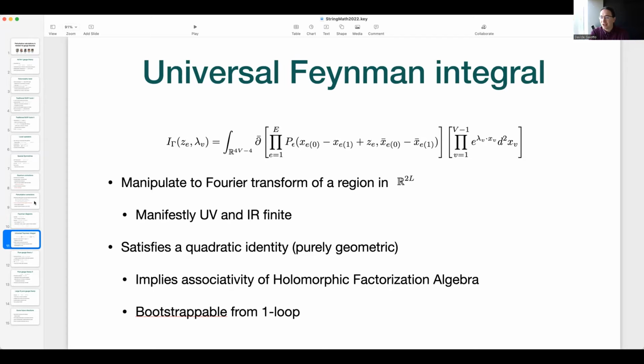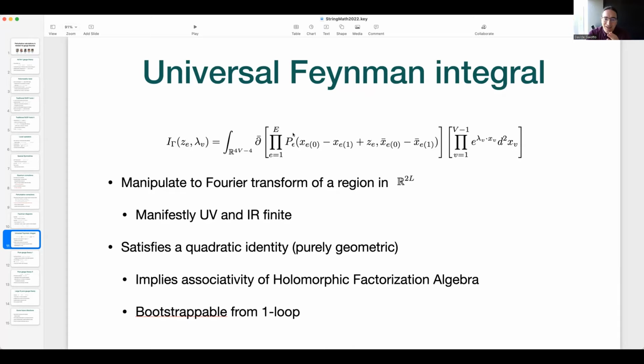These master integrals are a function of some holomorphic momenta, one for each external vertex, as well as some auxiliary holomorphic shift coordinates. The explicit formula of this master integral is actually something which we believe is quite universal, in the sense that you can write a similar formula in any holomorphic-topological theory for whatever factorization algebra is relevant for the theory. I haven't seen this formula written down before. I would love to understand it a bit better.